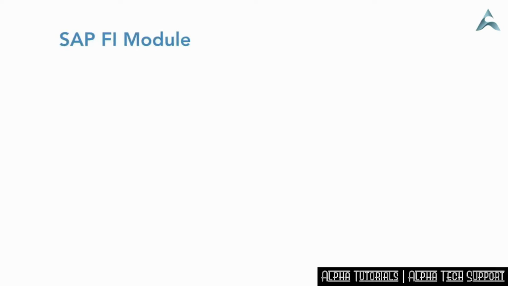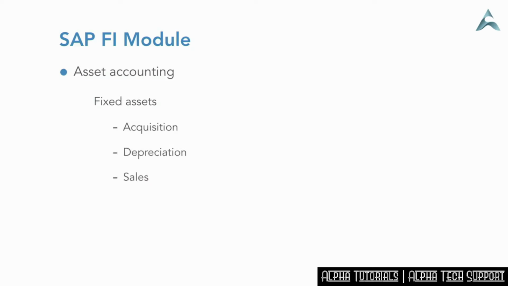The SAP FI submodule that deals with a company's fixed assets is called Asset Accounting. Examples of fixed assets are things like owned warehouses, land, and computer hardware or software. Functions of asset accounting include recording acquisition, depreciation, sales, and the retirement of these fixed assets.